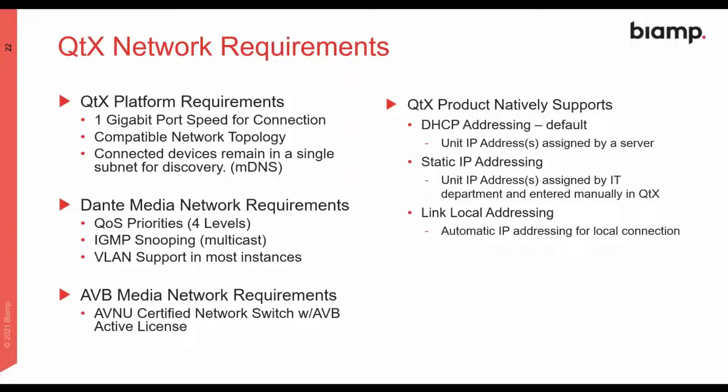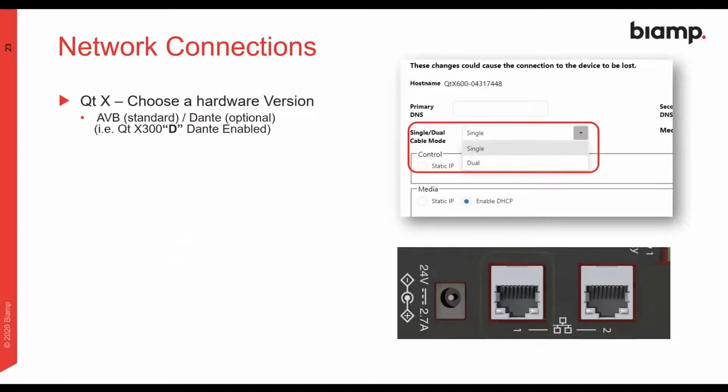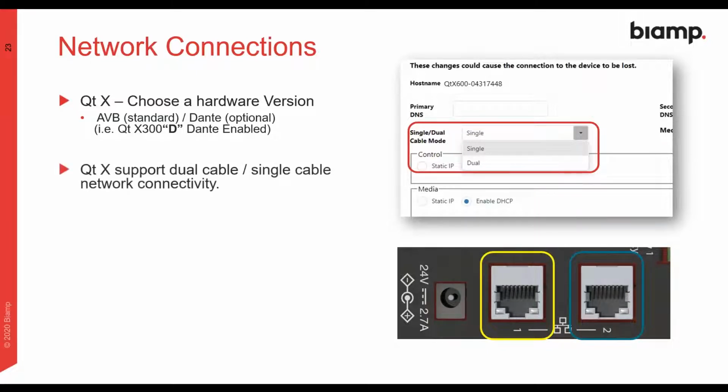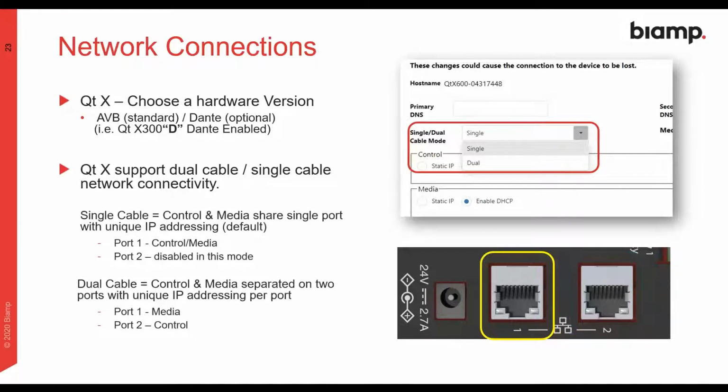So all of the devices by default are set to DHCP. They're capable of static addressing, and they also default to link local. Single cable mode is the default. So what you would have on a new, fresh out of the box or factory reset device would be a device that would have 2 IP addresses, on single cable mode and in dual cable mode.